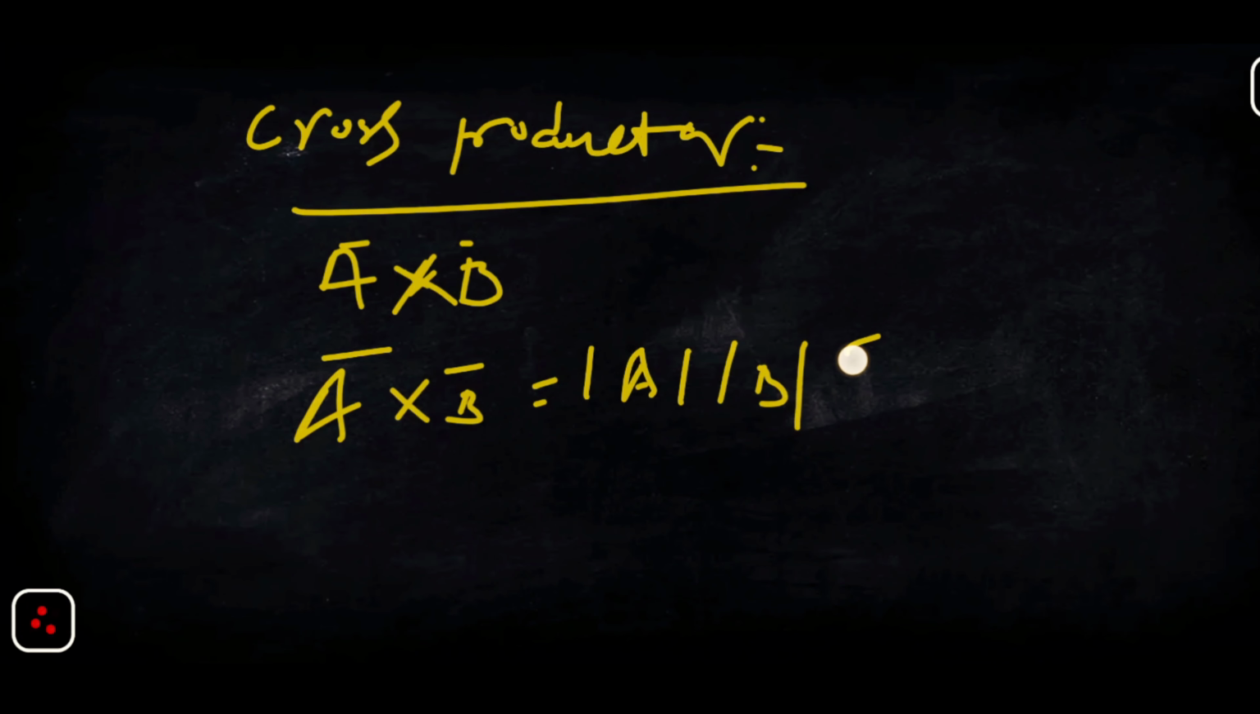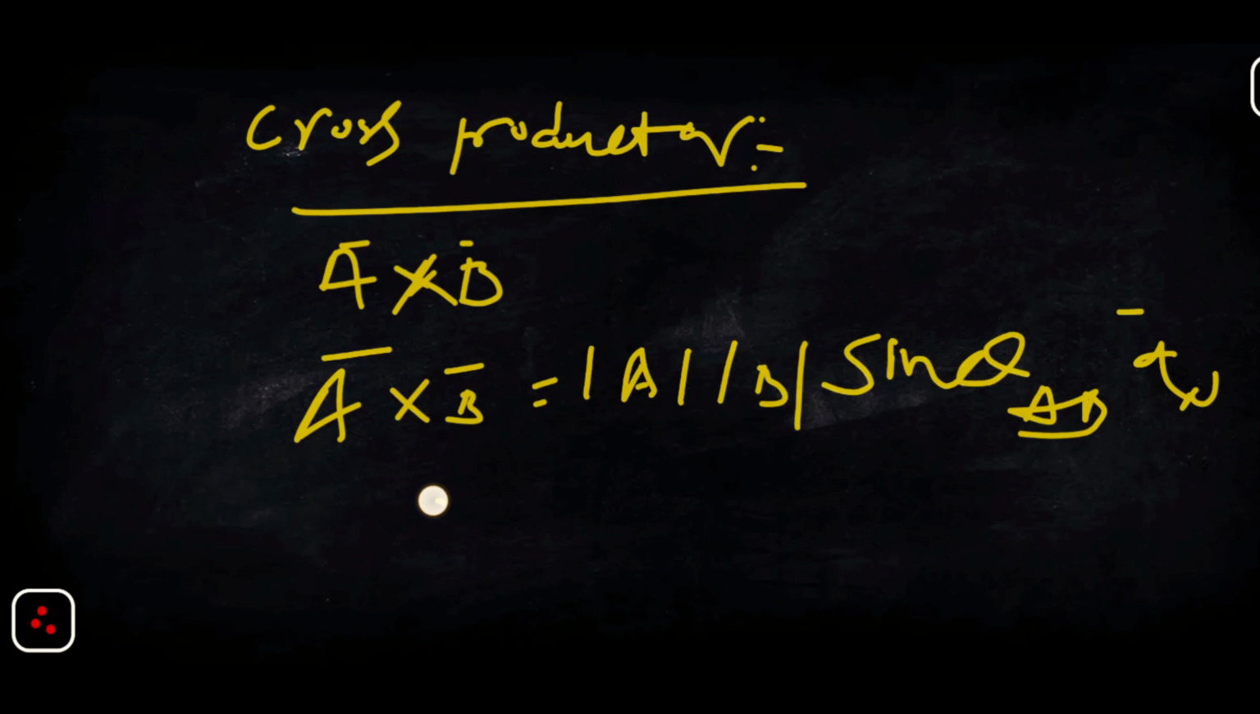and sine of angle between them, sine theta of ab, and unit vector is an. It is the normal direction, unit vector perpendicular to the plane of a and b, it is a unit vector, that we have to remember.